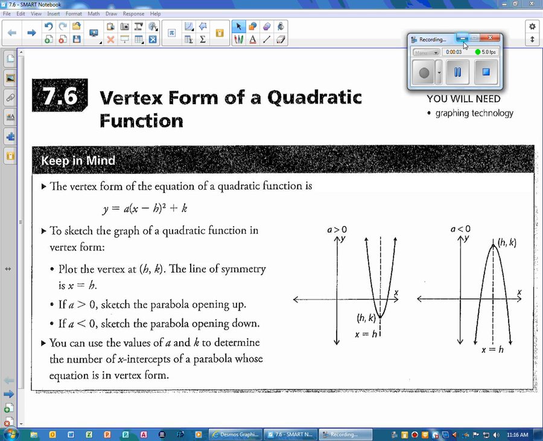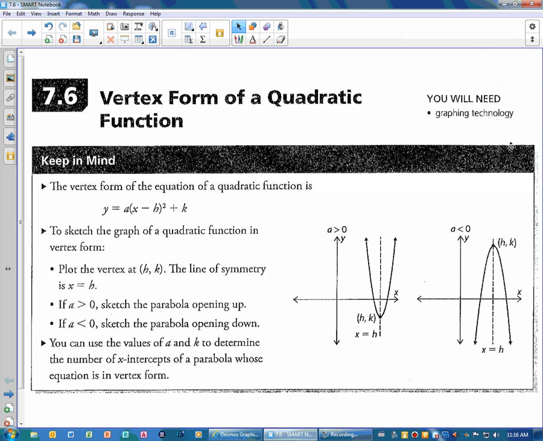Right, 7.6, vertex form of a quadratic function. So we've had various forms. We've had standard form, which is ax squared plus bx plus c. What's nice about this form, there's your y-intercept. You can tell right away if it goes up or down.